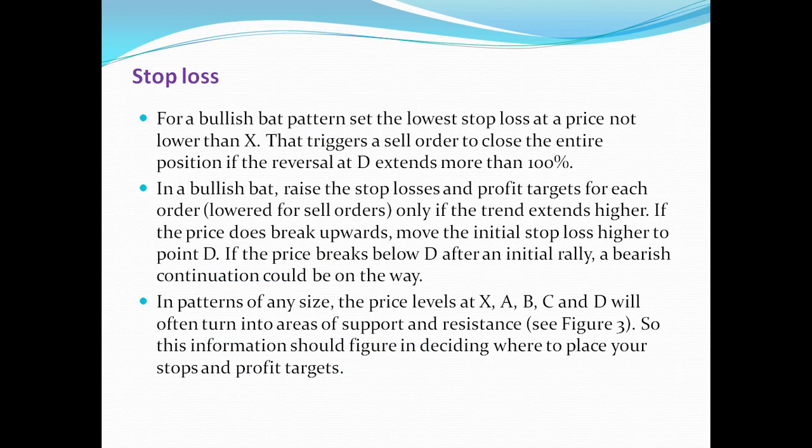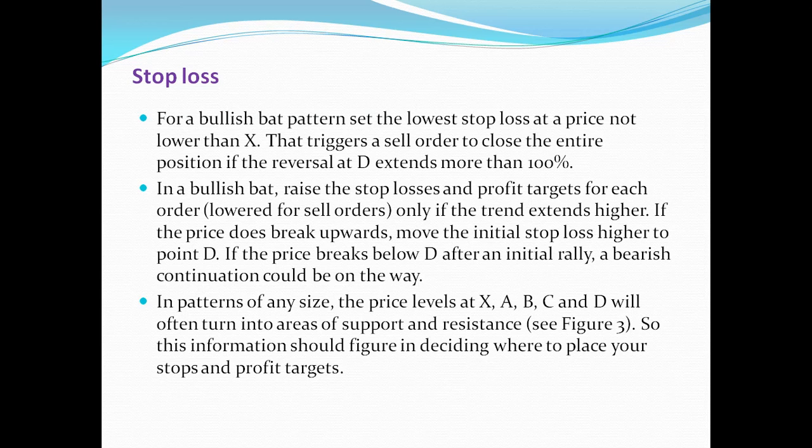Stop loss for a bullish bet pattern: set the lowest stop loss at a price lower than X. Trigger a sell order to close the entire position if the reversal at D extends more than 100%. In a bullish bet, raise the stop loss and profit target, and if the trend extends higher and the price doesn't break upward, move the initial stop loss higher to point D. If the price breaks below D after the initial rally, a bearish continuation could be on the way.